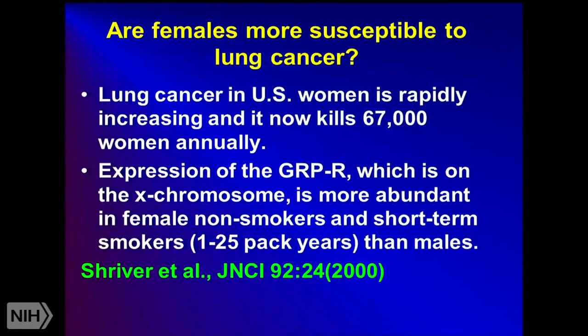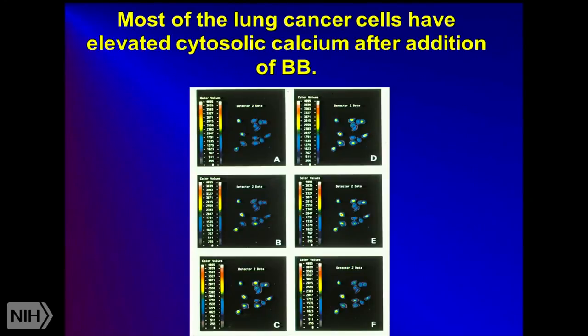And a very curious thing is with men now, the cancer incidence in the lung is rapidly decreasing. With women, it's sort of leveling off. And one interesting thing about the GRP receptor is it's on the X chromosome. And so the females have a double dose of GRP receptor relative to males. And it remains to be determined if this is why women are more susceptible to getting lung cancer than men.